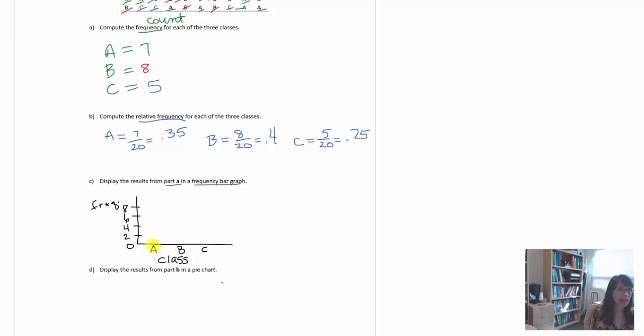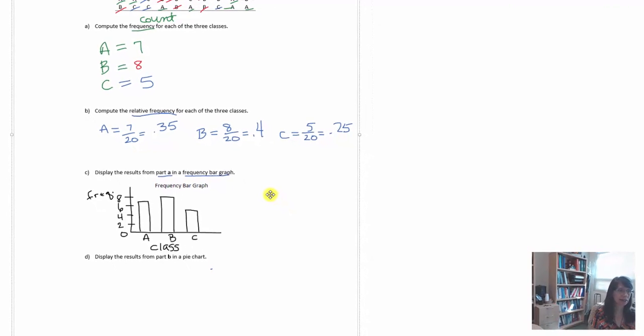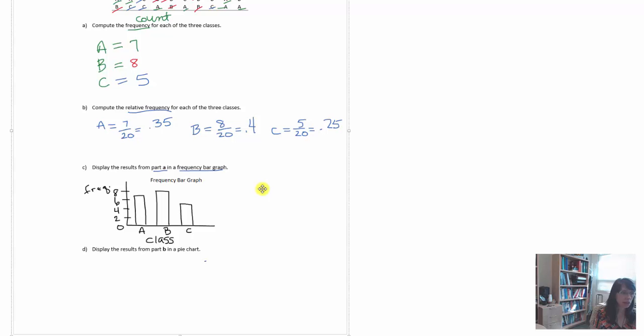And for class A, I need to have a bar that is 7 units tall. For class B, I need to have a bar 8 units tall. Finally, class C is 5 units tall. And now I have my frequency bar graph. Insert a title, frequency bar graph, and since we don't know what these classes represent, my title isn't much more detailed than that. Part D asks us to display the results from Part B in a pie chart.